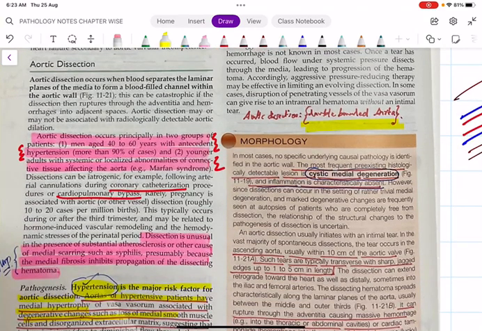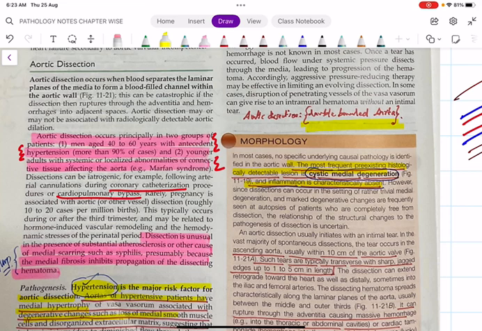The most frequent pre-existing histologically detectable lesion is cystic medial degeneration. I told you cystic medial degeneration is a characteristic feature of aneurysm. Cystic medial degeneration is one of the classical histopathological findings in the blood vessel that you will observe in Marfan syndrome. Not only Marfan syndrome, it is specific to Marfan syndrome. Even other collagen vascular disorders, collagen connective tissue disorders, also show this.